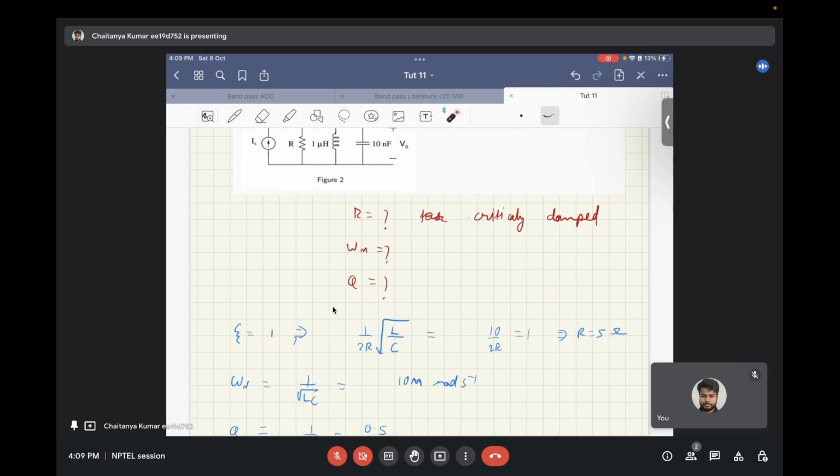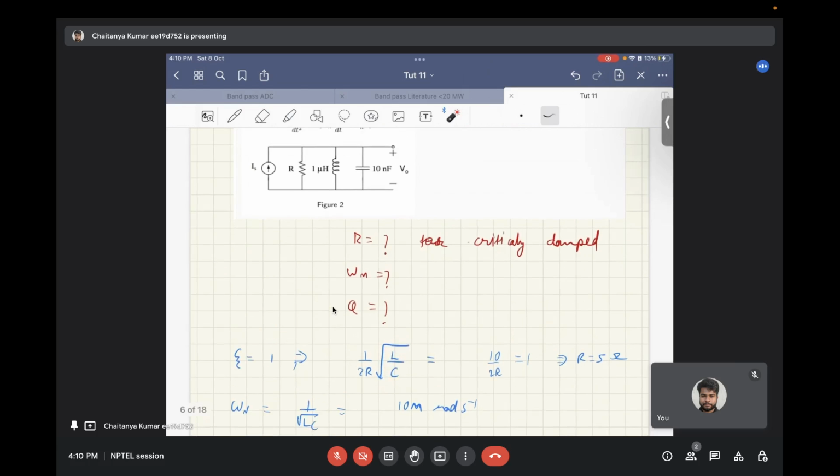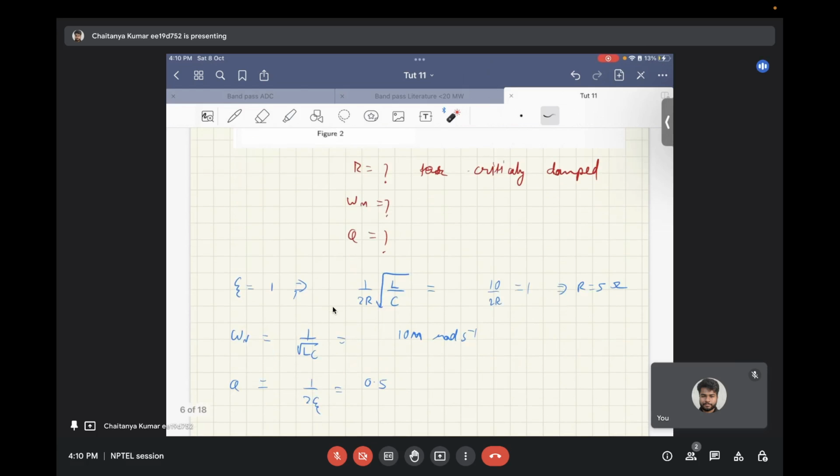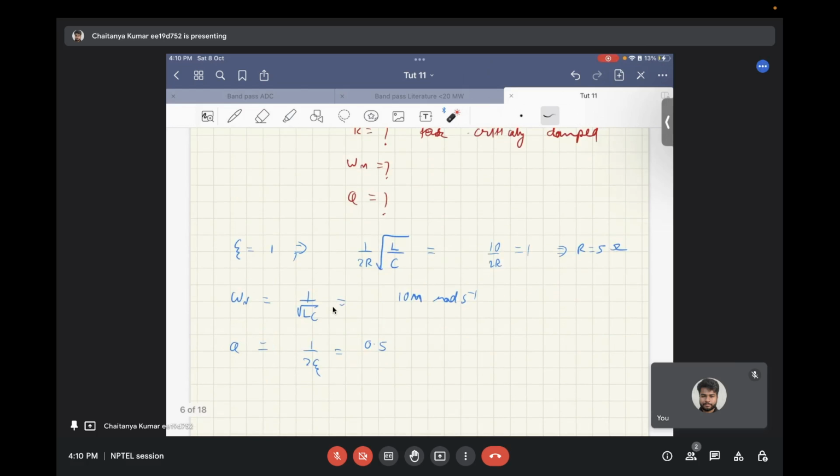And if you have zeta equal to 1, from the expression of zeta that we found in the previous question, we can substitute the values of L and C as 1 microhenry and 10 nanofarad. And if we substitute that, the value of resistance we get is 5 ohms. So for 5 ohm resistance, we can get a critically damped system. Now the omega n will be 1 upon root LC, and that still comes as 10 mega radian per second, as we saw in the previous example.